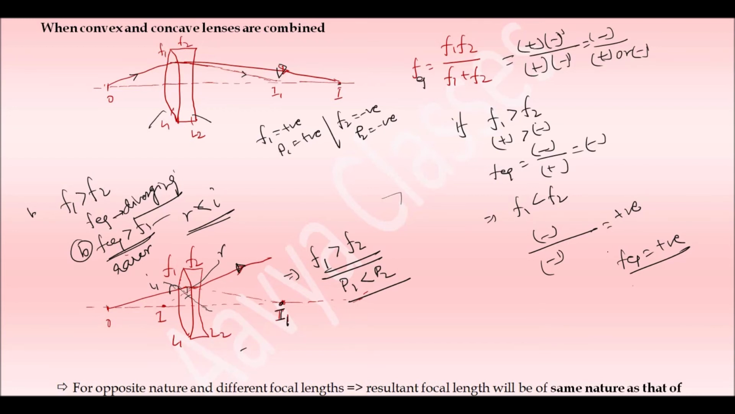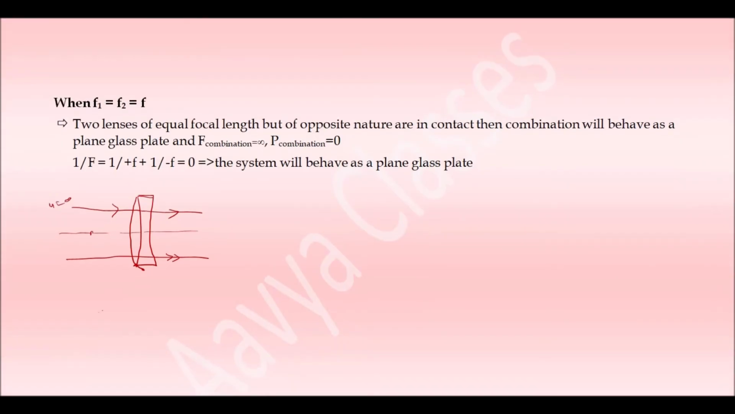When a convex and a concave lens are combined, then as a system they will either work as a convergent lens or as a divergent lens. They will work as a convergent lens when the focal length of the convex lens is less than the focal length of the concave lens, and if the focal length of the concave lens is less than the focal length of the convex lens, then they will work as a divergent lens. The next situation arises when the focal length of both lenses is the same.